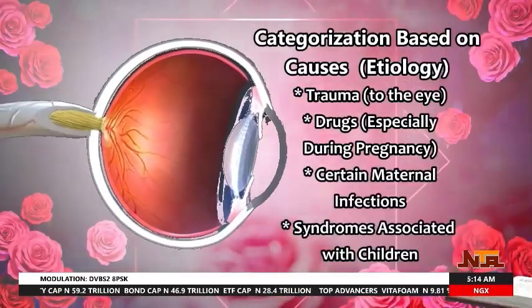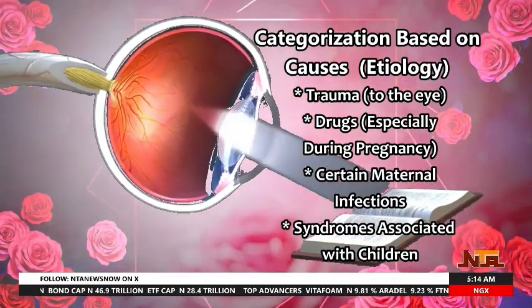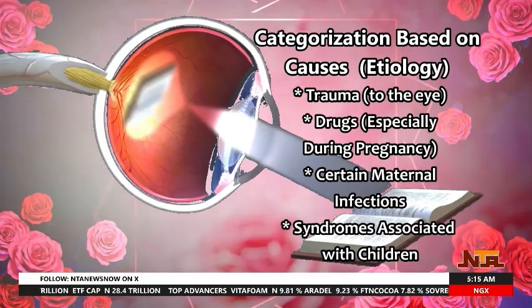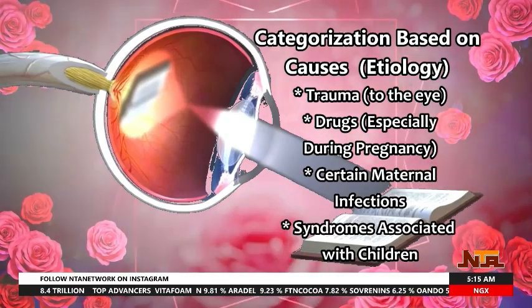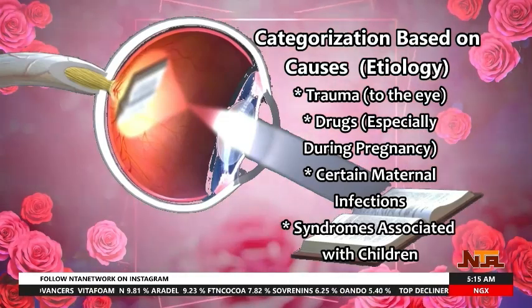Then you can also classify cataract based on causes, based on etiology, what causes cataract. So you'll be talking of things like trauma. Trauma to the eye can cause cataract. There are certain drugs that, when you take them, can cause cataract, especially in pregnant women. There are certain drugs like thalidomide and others they take during pregnancy that can cause cataract. There are certain maternal infections during pregnancy, things like toxoplasmosis and cytomegalovirus infections, that can affect the child, and the child can come out with congenital cataract.